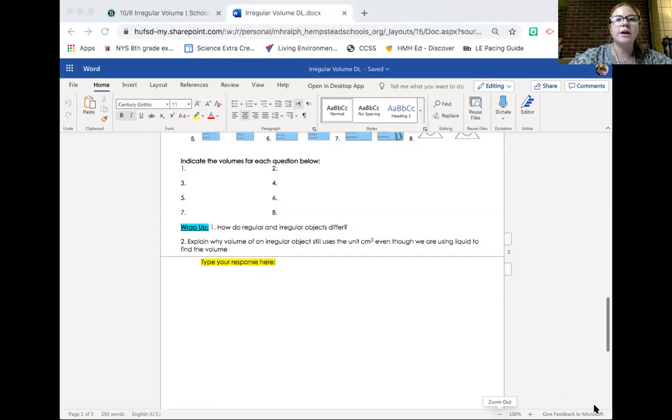So, how do regular and irregular objects differ? Regular objects have defined length, width, and height, while irregular objects do not. Explain why the volume of an irregular object still uses the unit centimeters cubed, even though we are using liquid to find the volume. So we use centimeters cubed because we are still finding the volume of a solid object. The only time we use milliliters would be if we were only finding the volume of a liquid. Solids always use centimeters cubed.